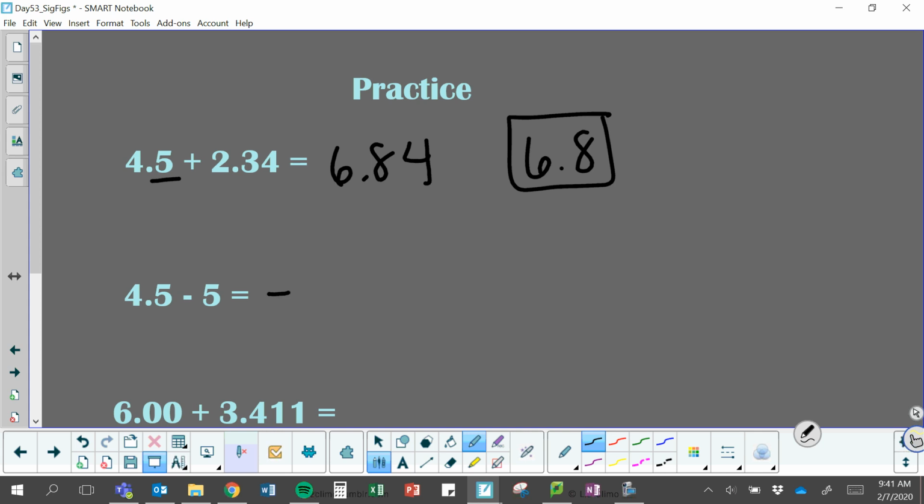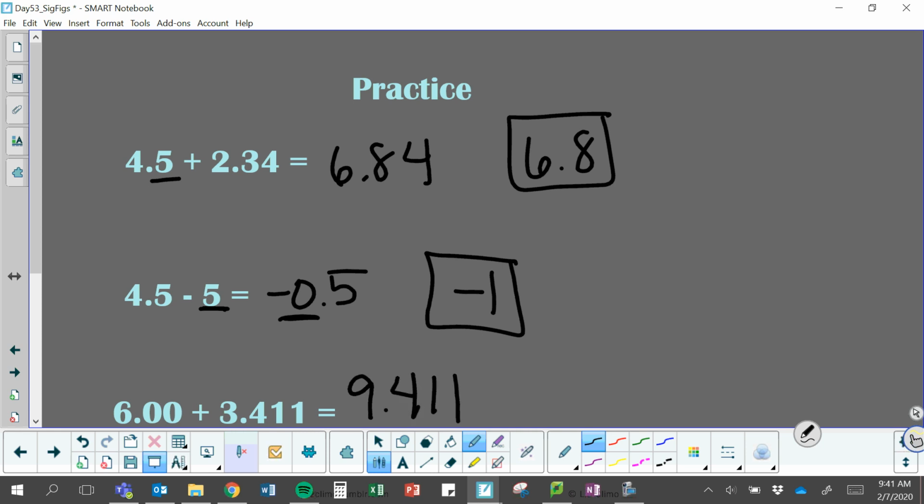This next one is kind of tricky because we get negative 0.5, but this number doesn't have any places after the decimal, which means we have to round this to be negative 1. And then this one is 9.411, and we're rounding to 2 places after the decimal, so it would be 9.41.